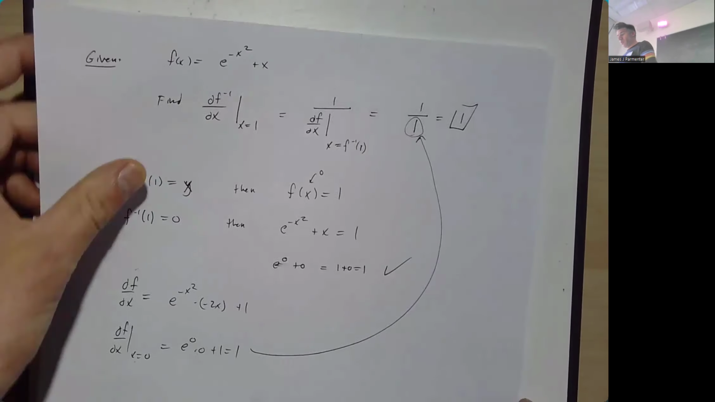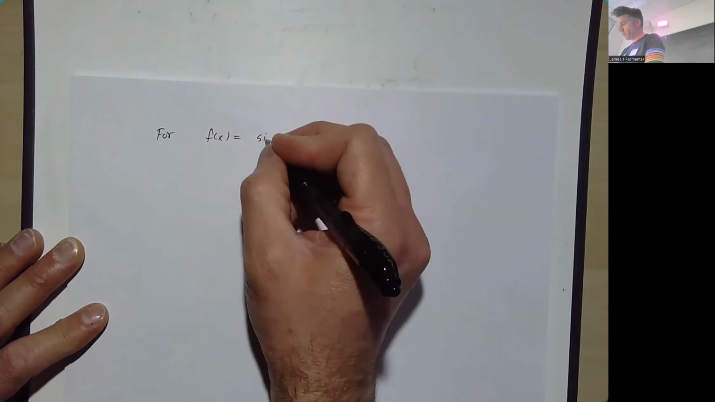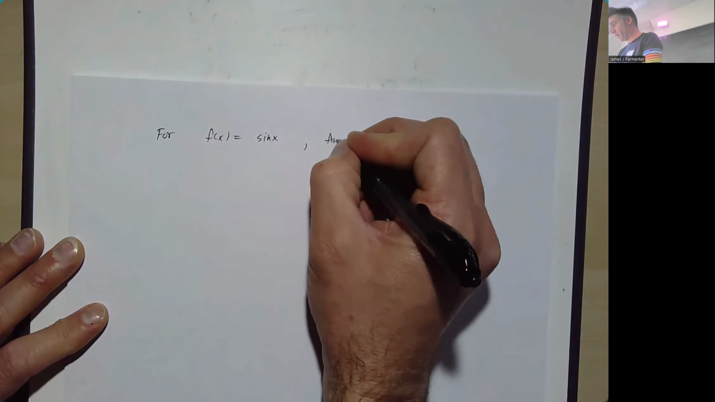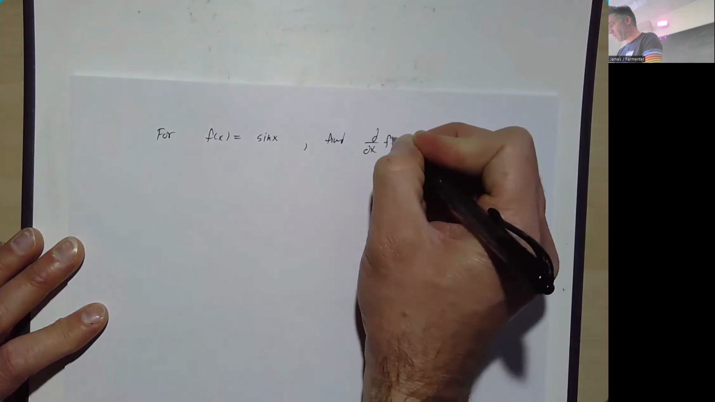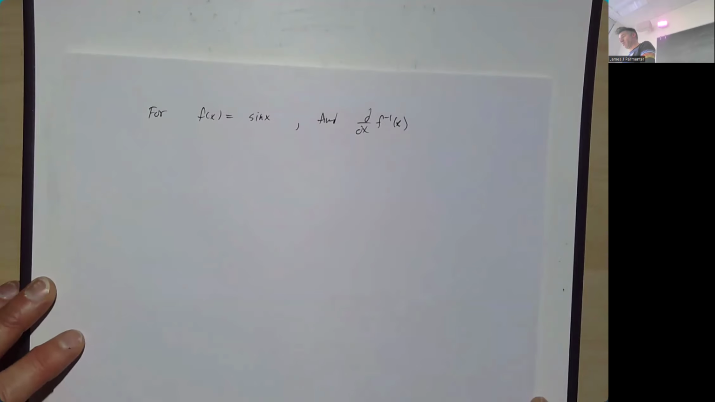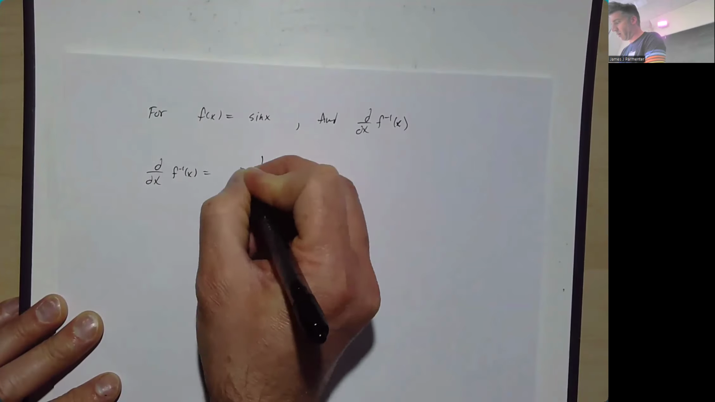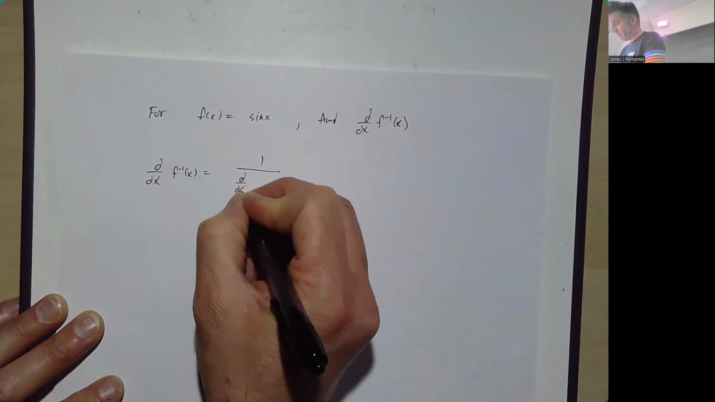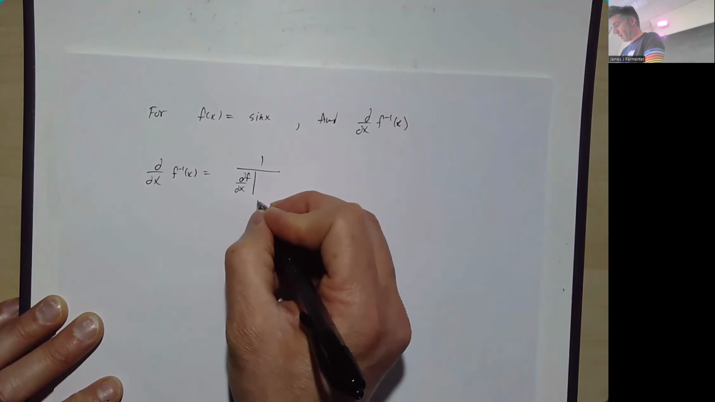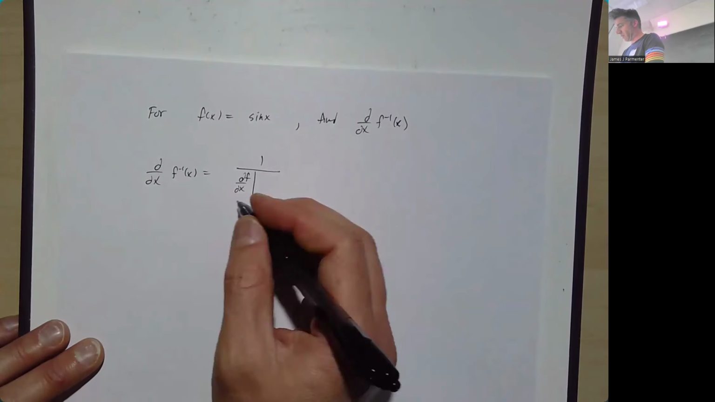So we could use this formula for f of x equal to, let's do sine of x. We want to find the derivative of f inverse of x. All right, so here we go, I'm just using the formula. The derivative of f inverse of x is equal to 1 over the derivative of f evaluated at x equal to, this is where I need to be a little bit careful here. I'm going to use a different letter.